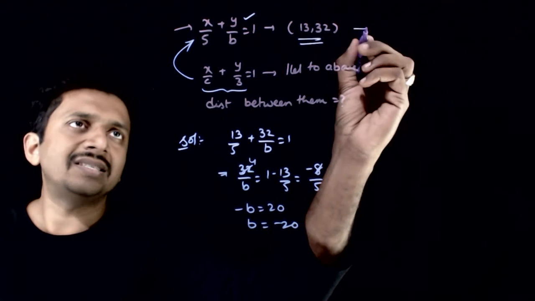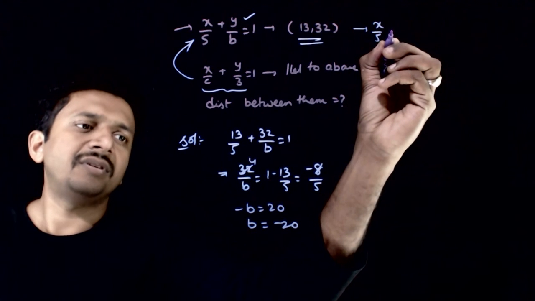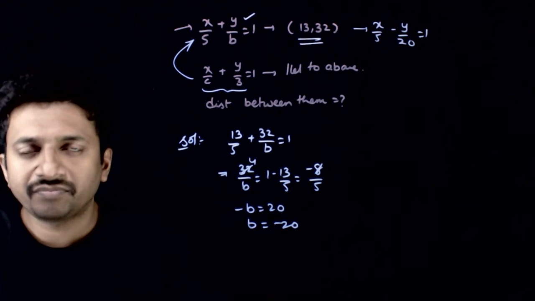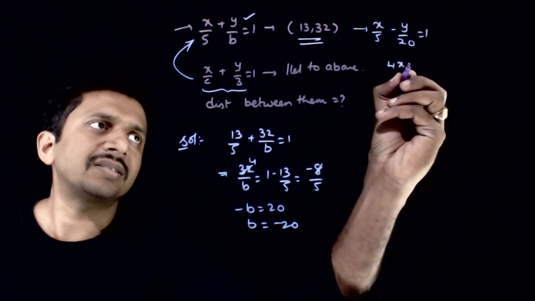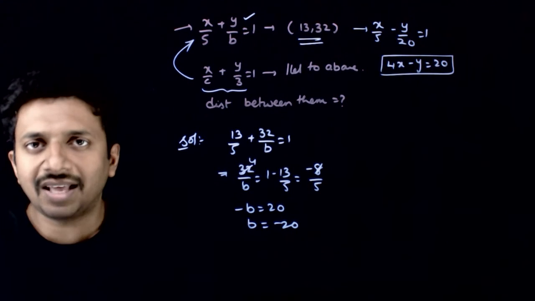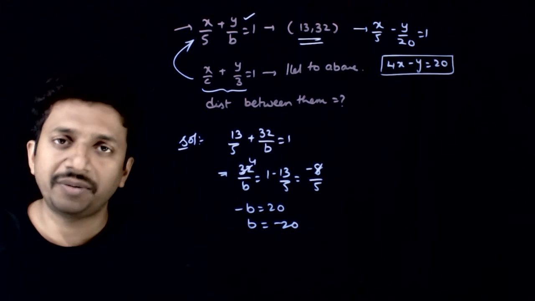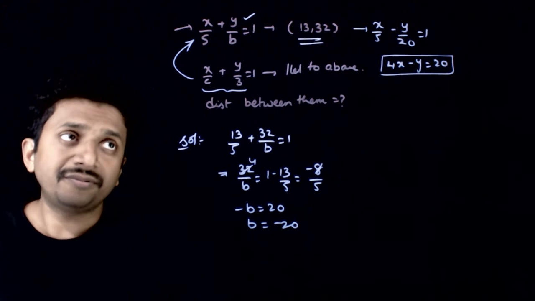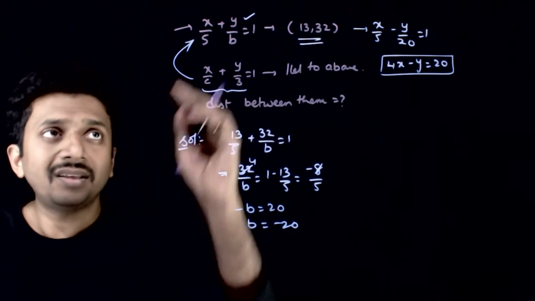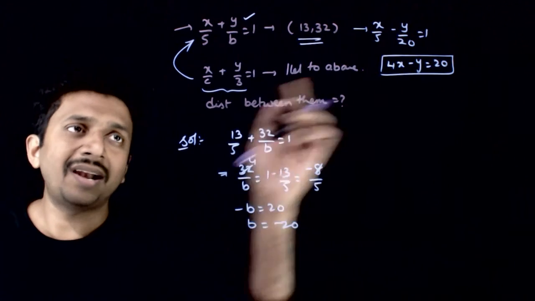So this line is nothing but x/5 - y/20 = 1, or 4x - y = 20. Right? If I take the LCM, you get 4x - y = 20. Now, it's given that this line is parallel to the above line. That is, this line is parallel to this line.